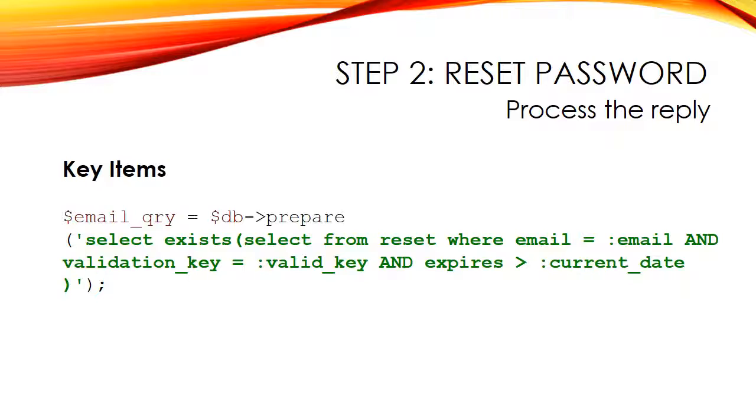Just like processing the email validation, the return values are extracted and the user is searched for in the reset table, again making sure that the current date is less than the expiration date. If everything checks out, the user's ID is passed to a page that lets the user enter a new password. Then the new password is hashed and the user table is updated.